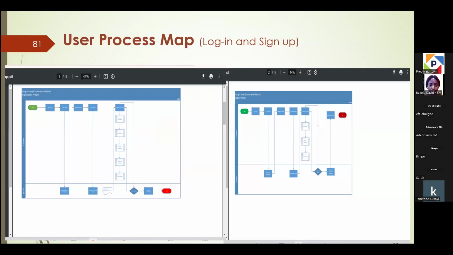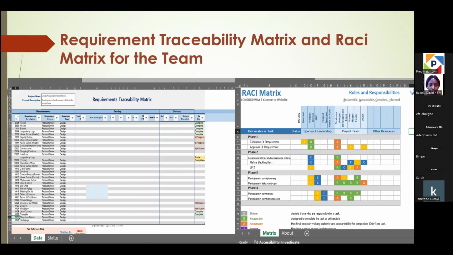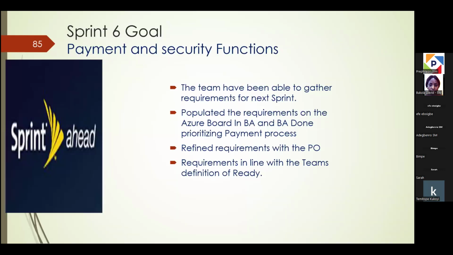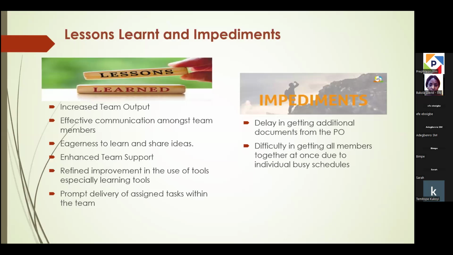Next slide, please. This is the end-to-end requirement traceability matrix that the team came up with together. This is our sprint goal for sprint 6. These are the glossary and buzzwords, which we are building on. The BAs continue to build on them. Lessons learned: these are the lessons learned and the impediments. The major impediments were difficulties in getting team members together to work on the project.